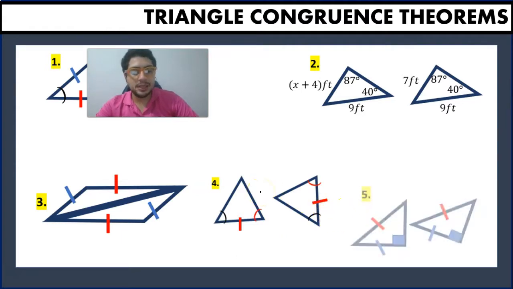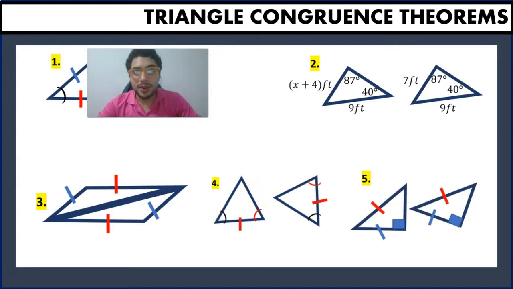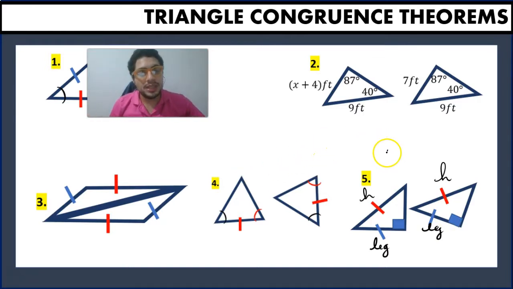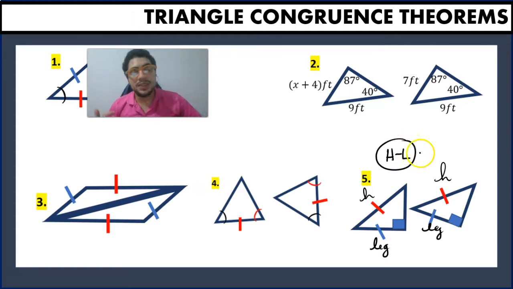Now, last but not least, we have two right triangles. And in these two right triangles, we're given the hypotenuse, we're given the leg. Right, so because the two legs and the two hypotenuses are congruent, and because we have a right triangle, we know that this is the HL theorem. So that means that because of the HL theorem, or the hypotenuse leg theorem, these two are also going to be congruent.